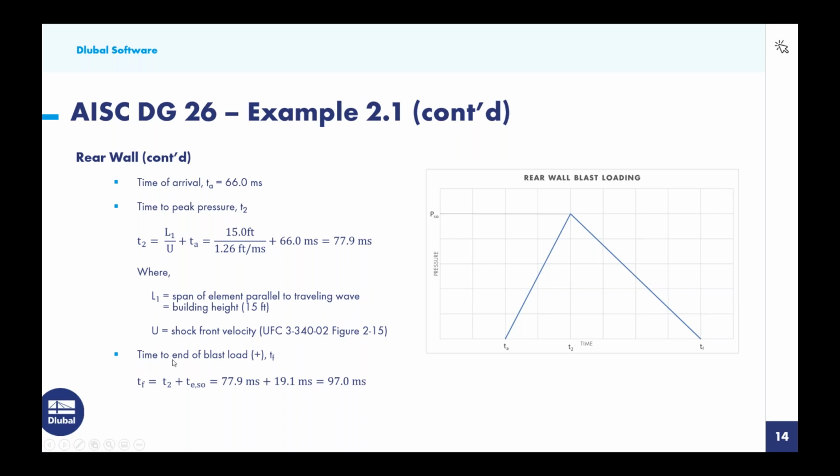Now, the time to the end of the blast is just going to be T sub 2, and we're going to add on that estimated time that we calculated on the last slide of 19.1 milliseconds, and we get 97 milliseconds.